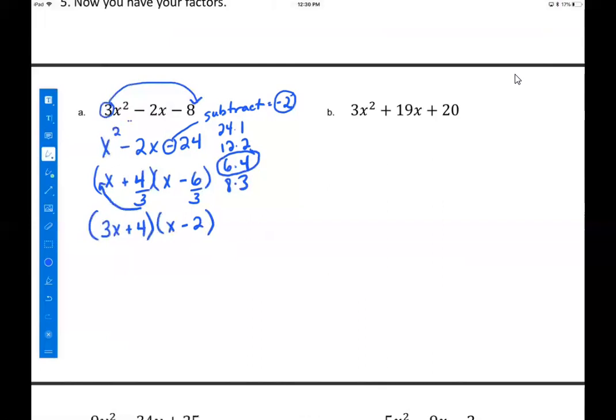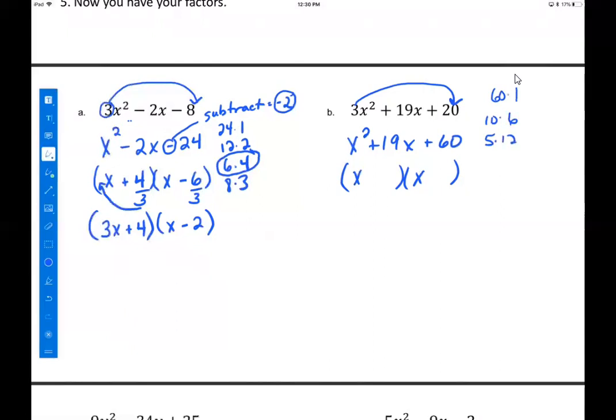All right, we're going to do the same thing. We're going to multiply 3 to the 20, and we get a new trinomial. We're going to factor this new trinomial into x times x. Now 60 has a lot of factors. I'm going to list them: 60 and 1, 10 and 6, 5 and 12, 2 and 30, 20 and 3, 15 and 4.